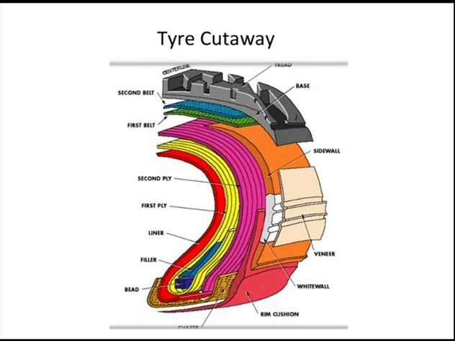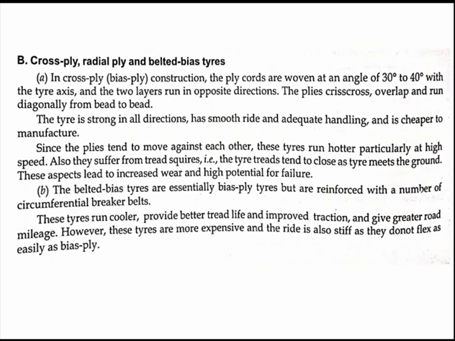And in between these side walls and this belt, you can see there is a veneer. What all the parameters and functions are, we can discuss in the later slides. So these are the cross section or the cutaway section of a tire. Right, now we can discuss cross ply, radial ply, and belted bias tire, and what these different types of tires are.